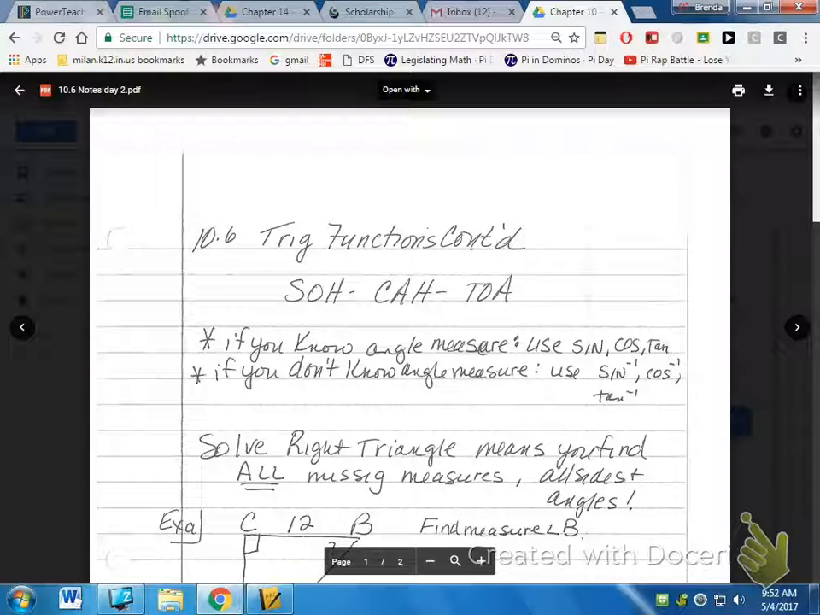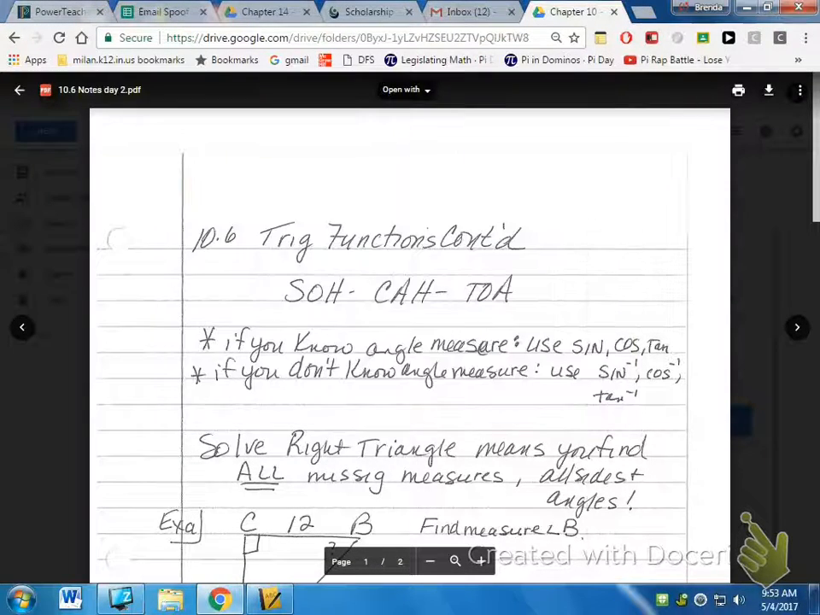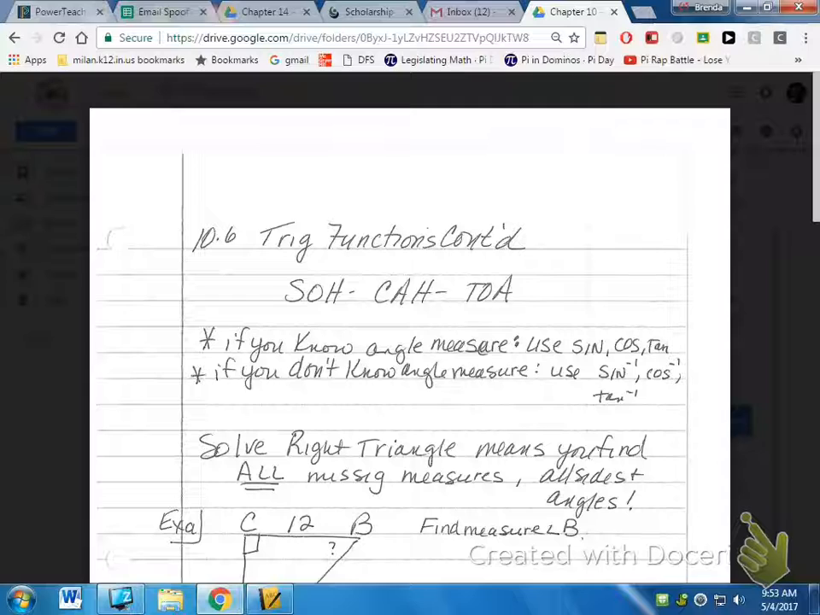Lesson 10.6, trigonometric functions continued. So day 2, we are continuing our discussion of SOH CAH TOA. Sine is opposite over hypotenuse, cosine adjacent over hypotenuse, tangent opposite over adjacent. It's going to be very important that you can think automatically which trig function goes with which combination of sides. That's why it's important to remember SOH CAH TOA.